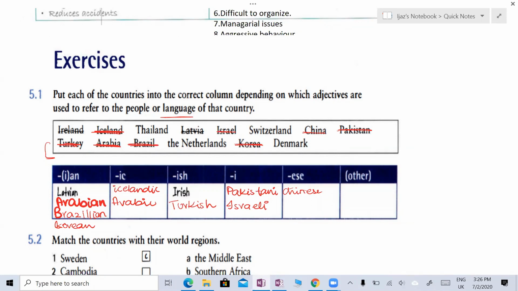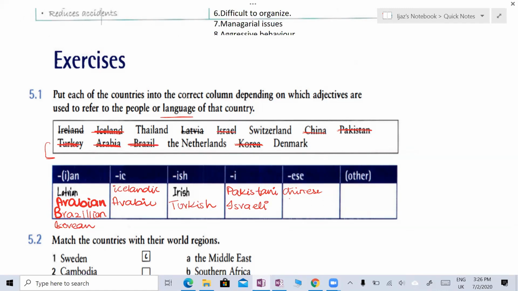Let's say the country is Vietnam. Okay, we have a country here, Vietnam, and we can say Vietnamese. It's not in the given list. It can be, but we can skip that one. Or is there any other country where the language is spoken is called Vietnamese?